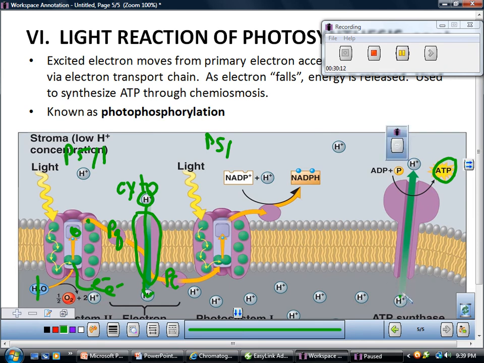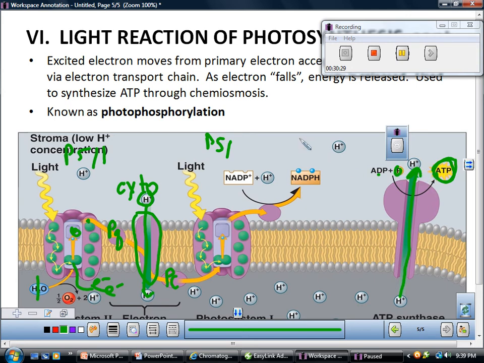Chemiosmosis is the transfer of those hydrogens through a special little protein right here called ATP synthase. It goes right through that to the other side. As it does that, that's the energy gradient that's needed to get a P to stick to an ADP to create an ATP. So that's where our ATP source comes from. Meanwhile, there's a lot of stuff going on.